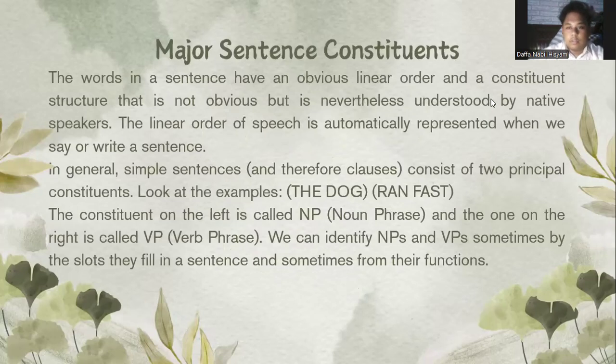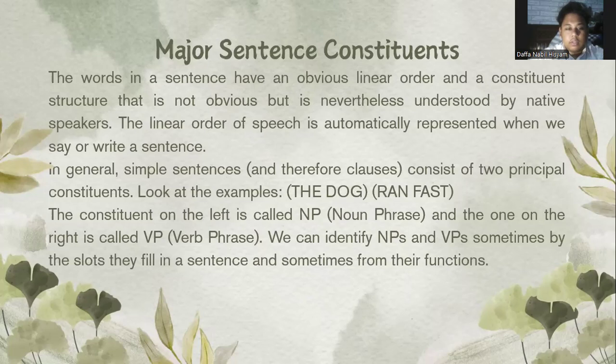And in part 1, these are the major sentence constituents. The words in a sentence have an obvious linear order and a constituent structure that is not obvious but is nevertheless understood by native speakers. The linear order of speech is automatically represented when we say or write a sentence. In general, simple sentences, and therefore clauses, consist of two principal constituents.